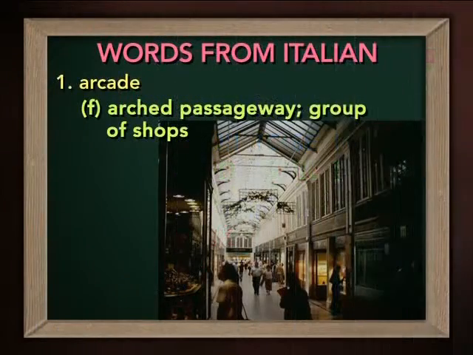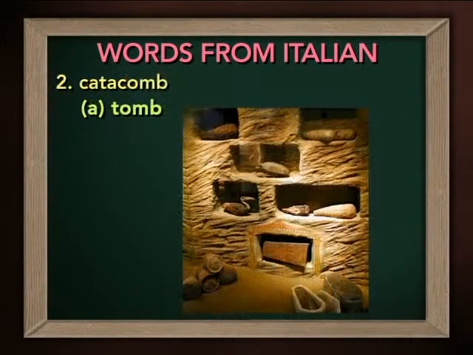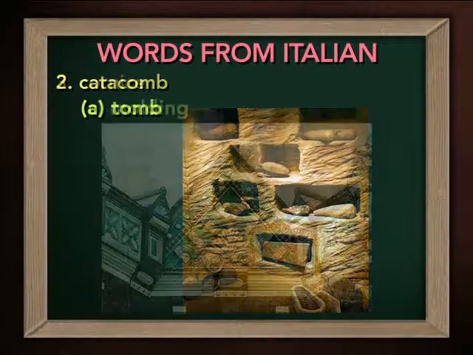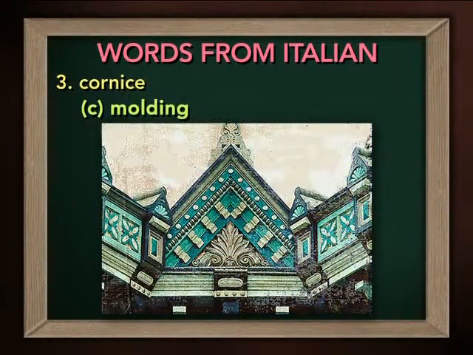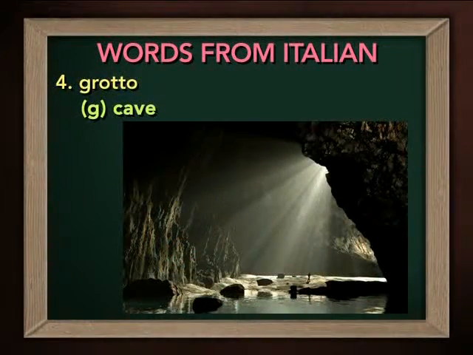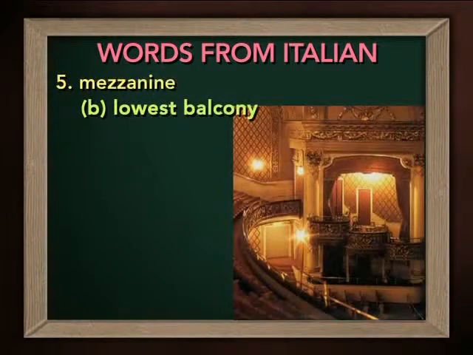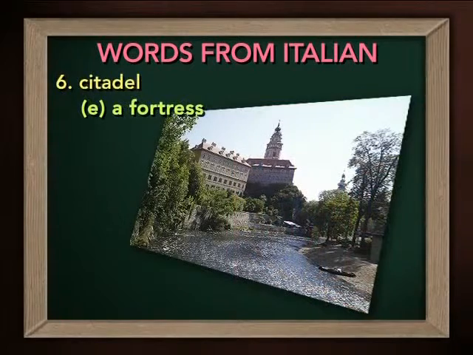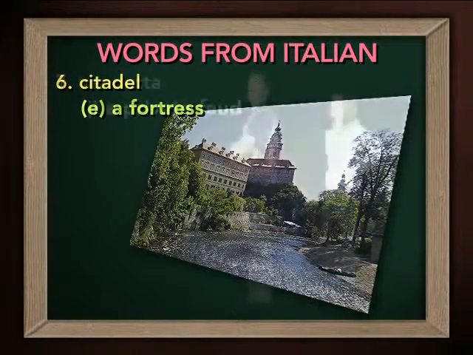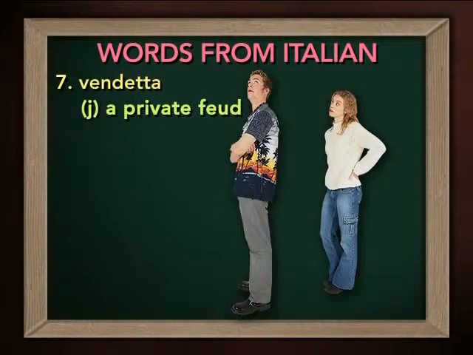An arcade is an arched passageway or a group of shops. A catacomb is a tomb. Cornice is the molding that you may see around doors or on ceilings. A grotto is a cave. Mezzanine is the lowest balcony. You may know that from theater. A citadel is a fortress. A vendetta is a private feud people have.